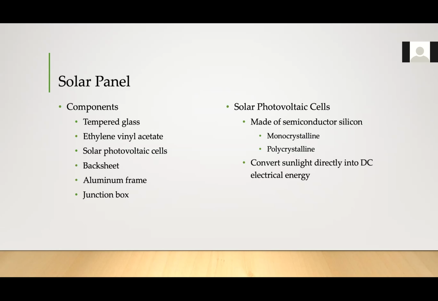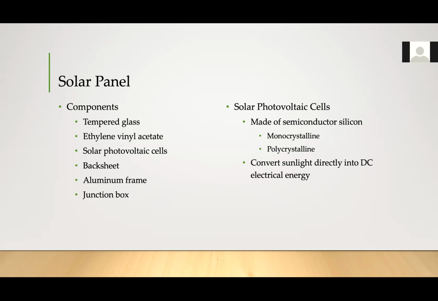So for the solar photovoltaic cells, the way these work is they're made out of a semiconductor of silicon. And there's two versions, the monocrystalline and the polycrystalline. The biggest difference between the two is the monocrystalline silicon is formed into bars, and then it's cut into thin wafers that are placed into these cells. That's how it's formed.